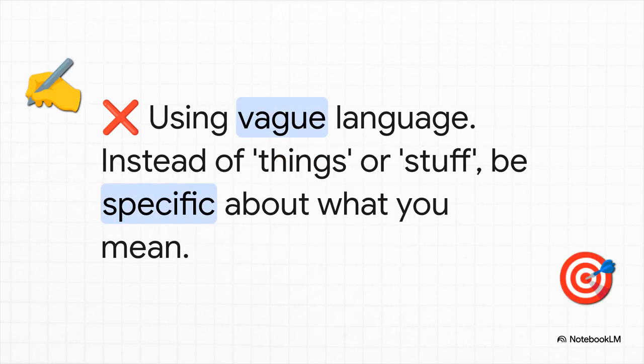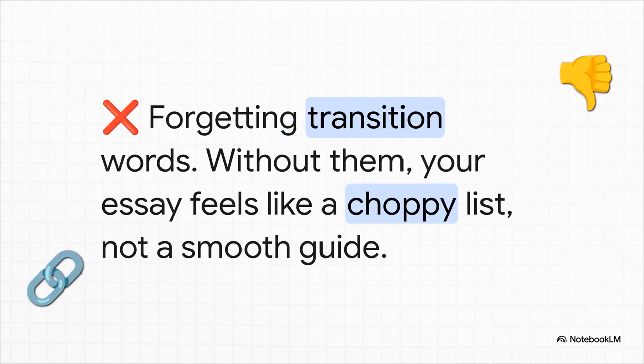You've got to be precise. Vague words are your enemy because they just create confusion. So instead of saying, gather the things you need, you should say, gather the flour, sugar, and eggs. Clarity is everything. Remember that glue we talked about? Don't forget to use it. Without transition words, your essay is just going to read like a choppy, disconnected list instead of a smooth guide. They are absolutely essential for creating that logical flow.